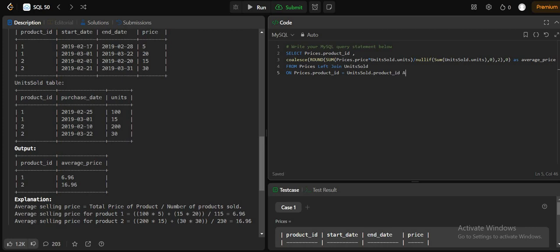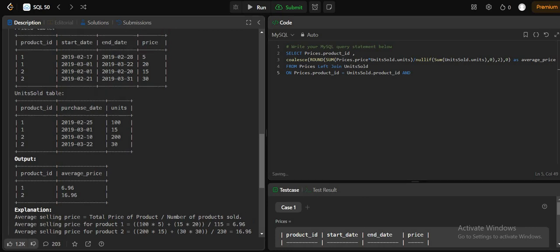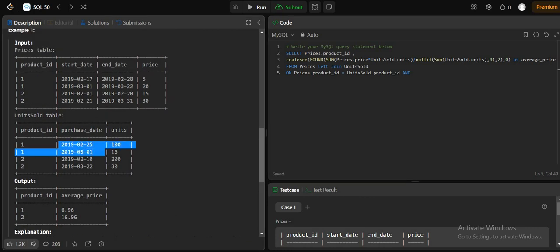And there is one more thing. The prices are changing according to the dates. The purchase dates should be included inside these two ranges to calculate the total price. So, and purchase date should be in between start date and end date. This is how you check if this particular thing is inside this range or not. So purchase date should lie between start date and end date.